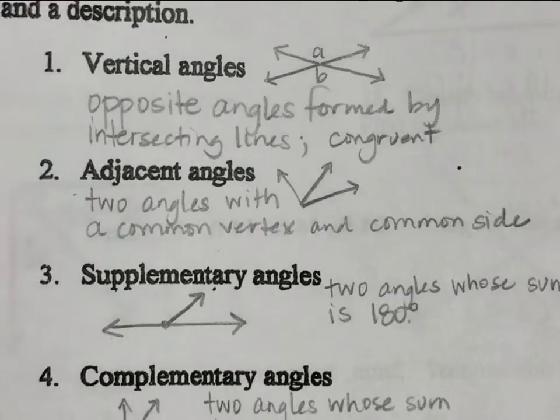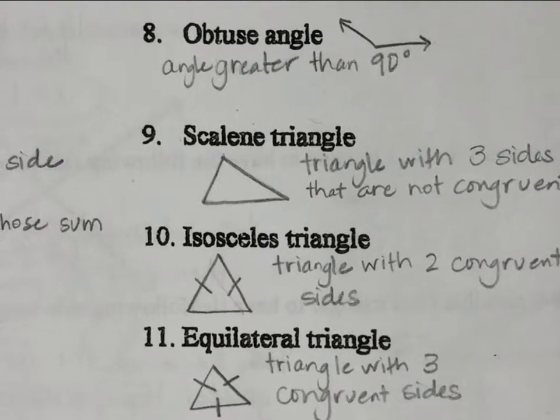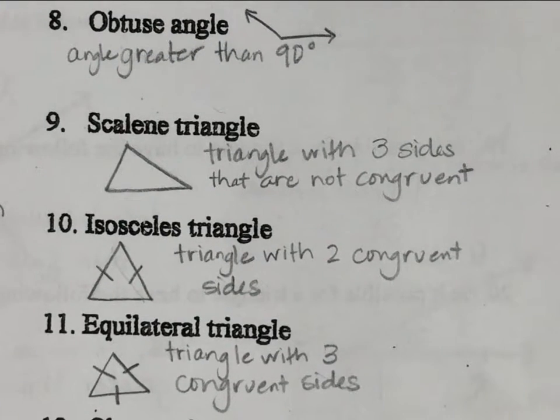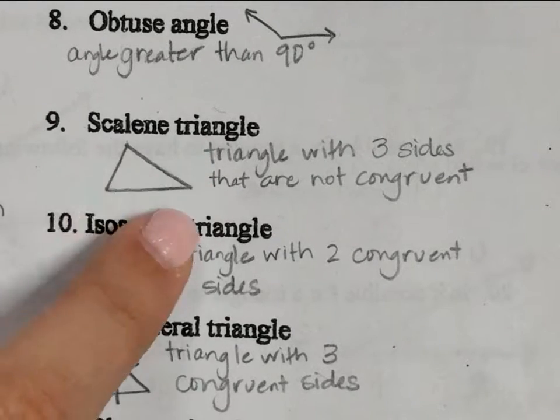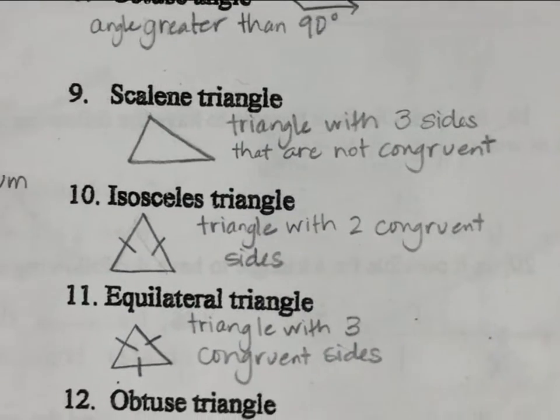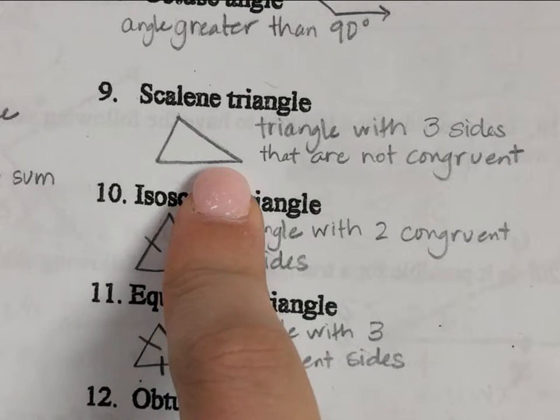Good? All right, number 8, an obtuse angle. Remember, that is any angle greater than 90. A scalene triangle is a triangle with three sides that are not congruent. So all three sides of this triangle are not the same. So I could have 2, 3, and 4. Okay.